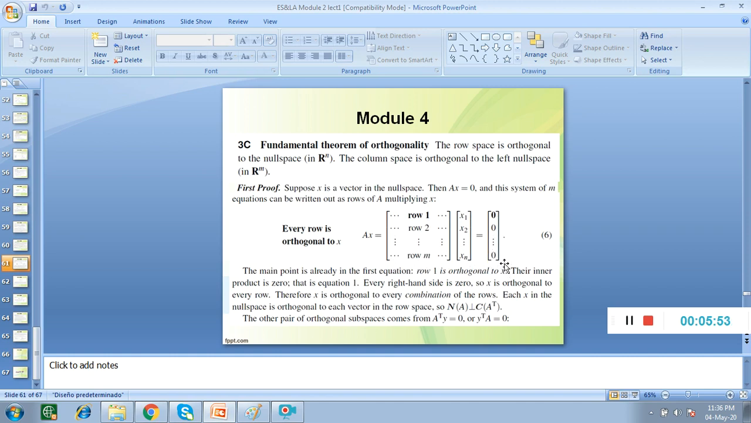Similarly for the last one. That clearly shows that the row space is orthogonal to the null space, because the null space is the space which, when multiplied with the matrix, always gives 0 as the result. So the row space is orthogonal to the null space in Rn. Similarly, we can go for proving the other. The next one is this one.